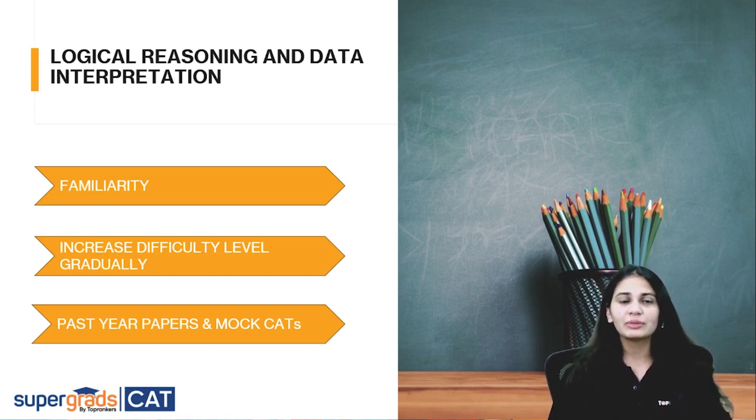Okay, so get familiar with the different types of questions and the different topics, different kinds of puzzles. Once you are done with the basics, then you gradually increase the difficulty level to moderate and then to difficult. And once you are done with advanced level modules, then is the time when you move on to maybe sectional tests for LRDI or even previous year papers and mock tests essentially. So this is how you can plan out your LRDI section.